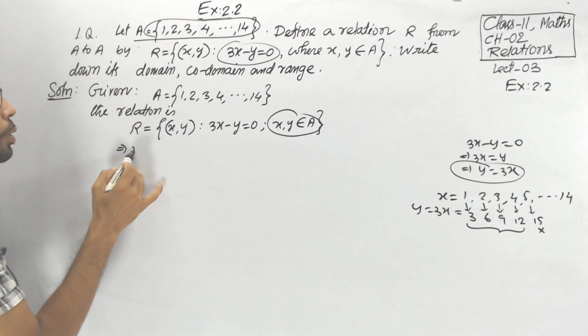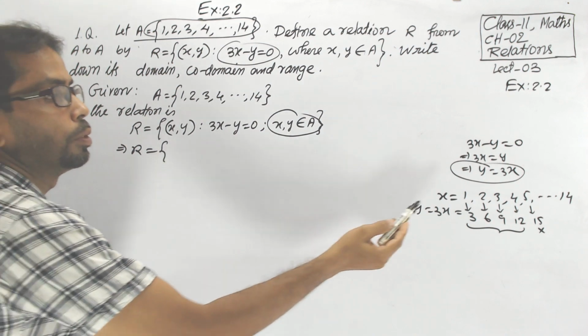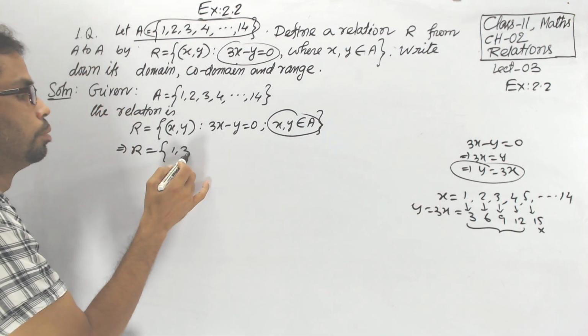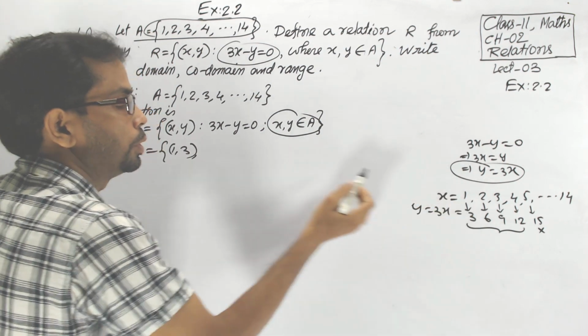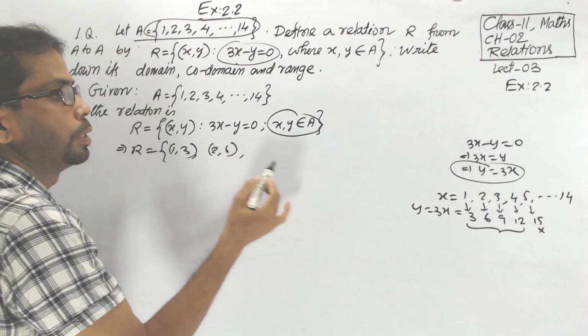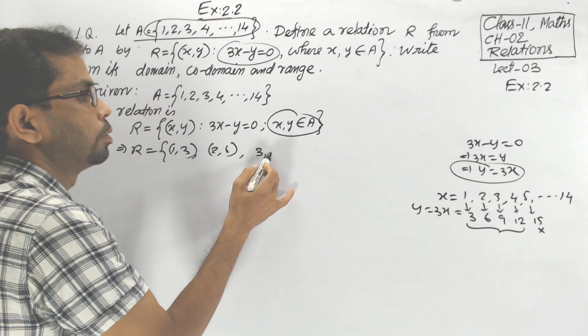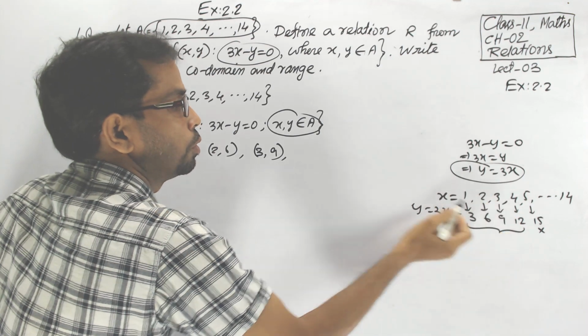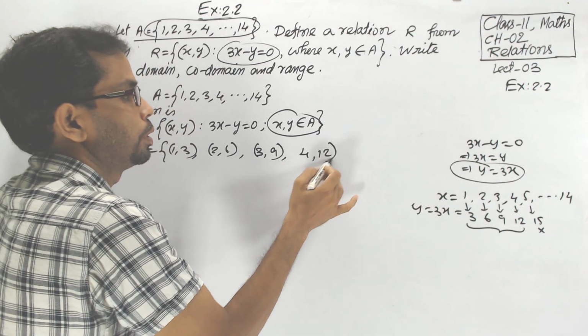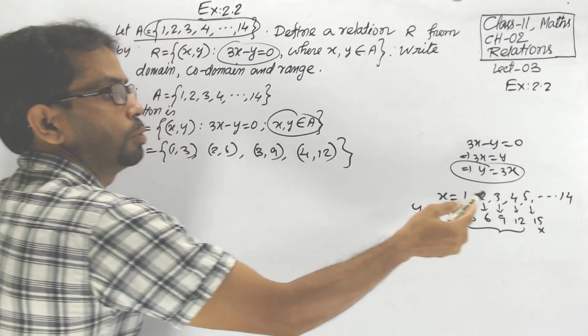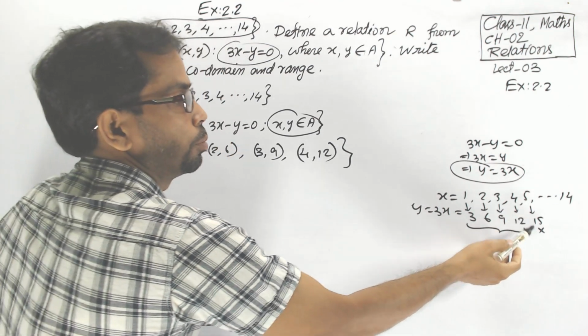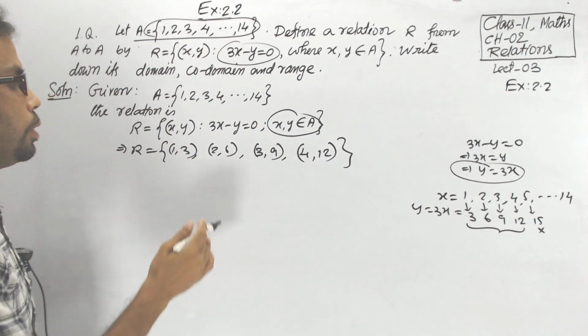That means the relation is made by the pairs 1, 3, then 2 with 6, 3 with 9, 4 with 12, and 5 with 15. 15 we cannot take because it is going beyond the set A. So this is the relation.